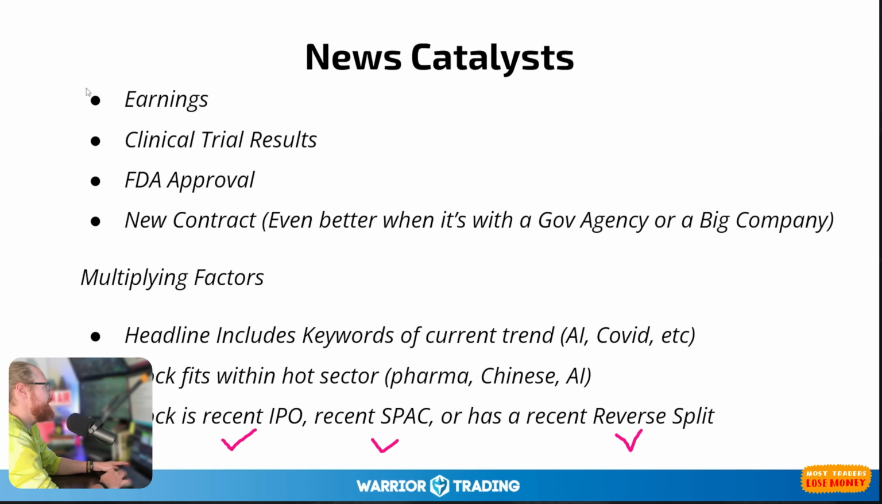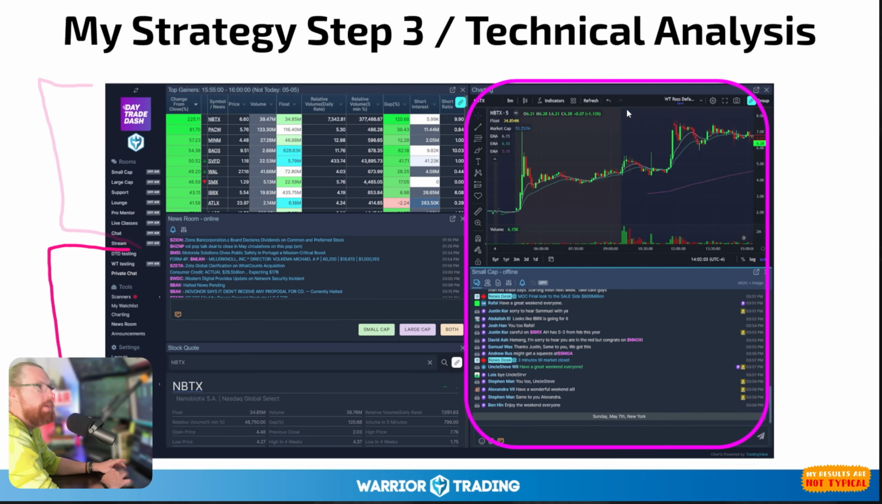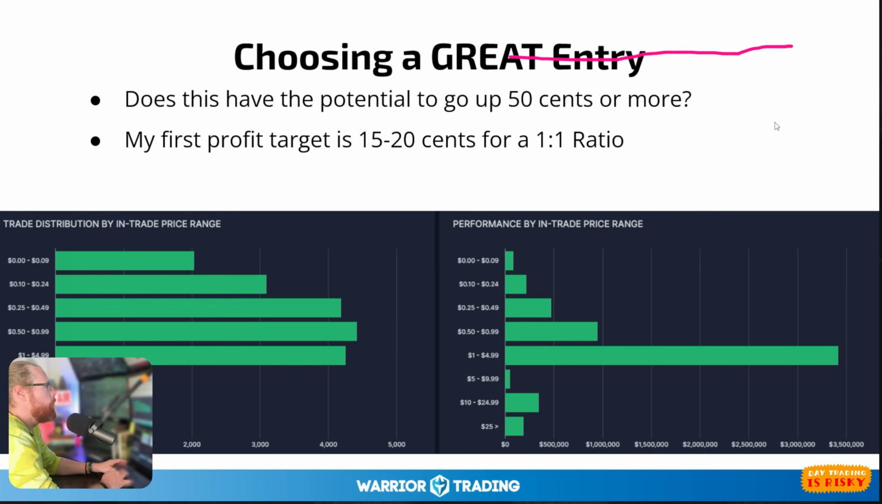So once I understand the news headline and whether or not the stock has multiplying factors, that's when I can begin to move towards step 3. Step 3 is where I perform my technical analysis for taking a scalp trade. What I'm looking for here is finding a great entry. And I'm going to come back to this question of, does this stock have the potential to go up 50 cents or more? My first profit target is going to be 15 to 20 cents, which would give me a 1-to-1 ratio.